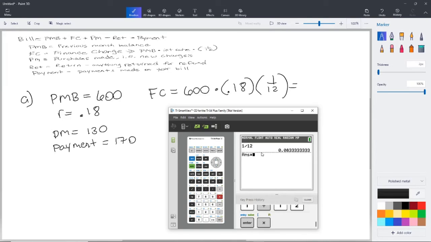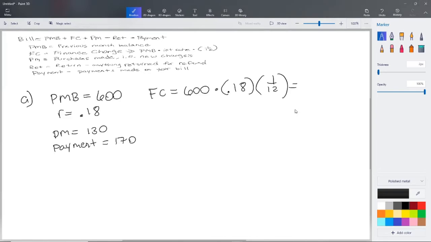Then I could say times 0.18, hit enter. And then finally, I could say times 600. It looks like it's a grand total of $9. So let's go ahead and minimize that and put our $9 on here so we can keep that value around for later use. All right, so our finance charge is $9.